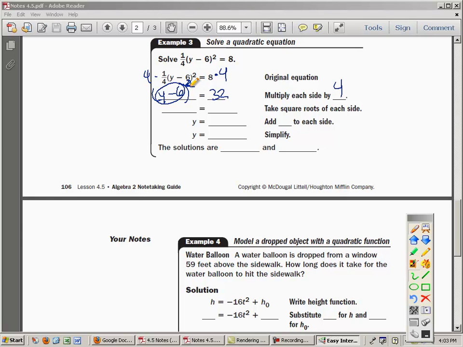So how do I get rid of squaring something? Well, the opposite of squaring is taking the square root. And so when I take the square root of (y minus 6) squared, I simply get y minus 6. On the other side, I get the square root of 32. Now, there are two numbers I can square and get 32, positive and negative. All right? So at this point, I have plus or minus radical 32. From there, I'm going to add 6 to both sides of this thing. Now, I like the 6 to be in front, so this is 6 plus or minus radical 32.